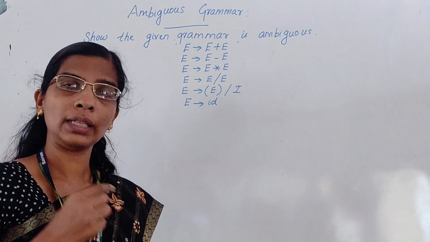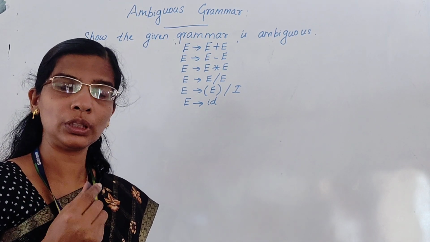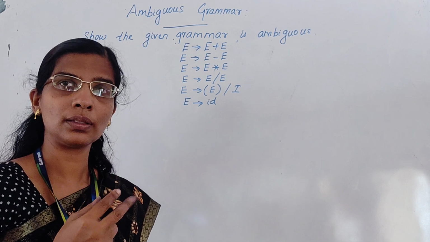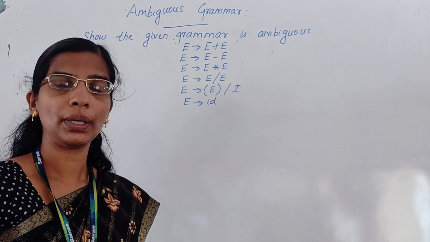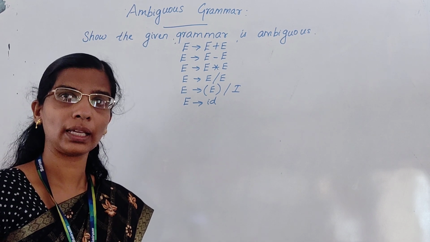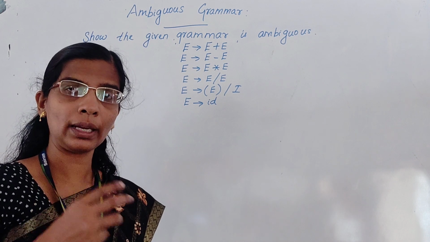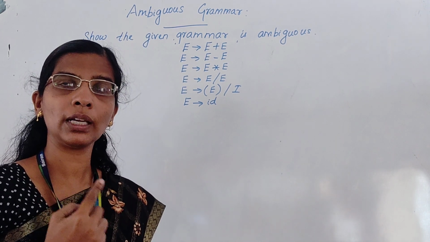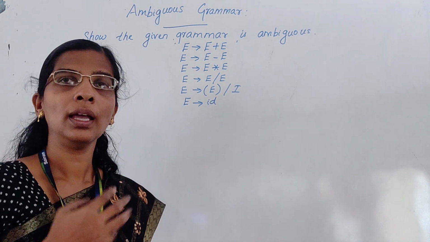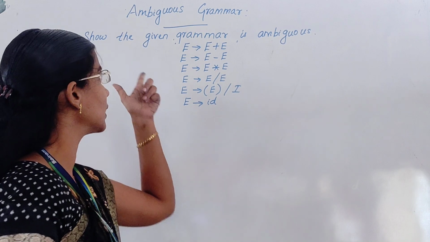From the grammar, take any string, right? And if you could generate two different parse trees for the same string, I can say the given grammar is ambiguous grammar. So in a grammar, at least for one string, if I could generate two different parse trees, the grammar is ambiguous grammar. Right? So we can see this example.